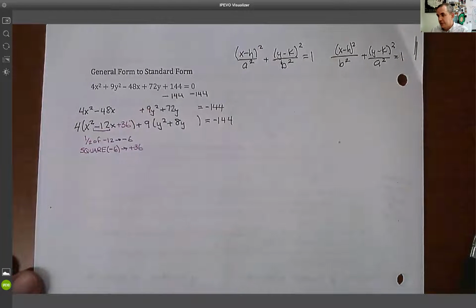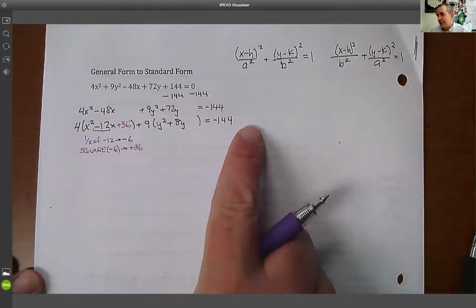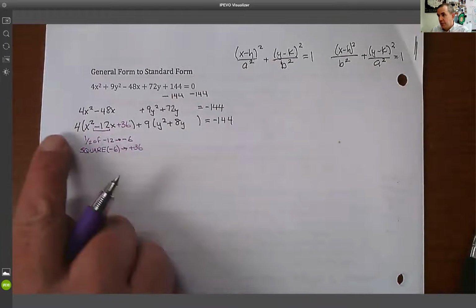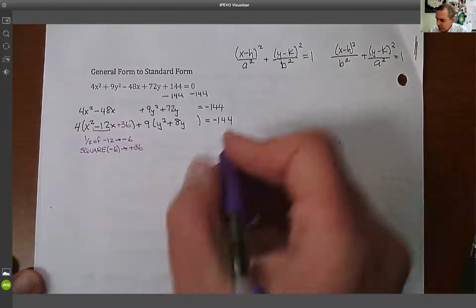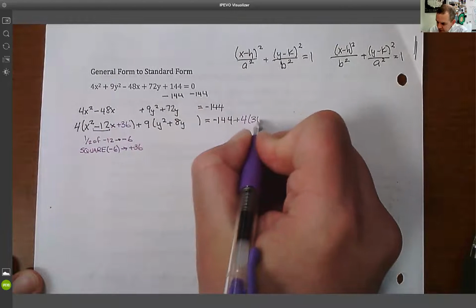Now here comes the difference. Remember I said that if we add 36 to this side, we have to add 36 to this side. Almost. What we actually need to remember is there's still a 4 outside. So I'm going to add that 4 out front times 36.